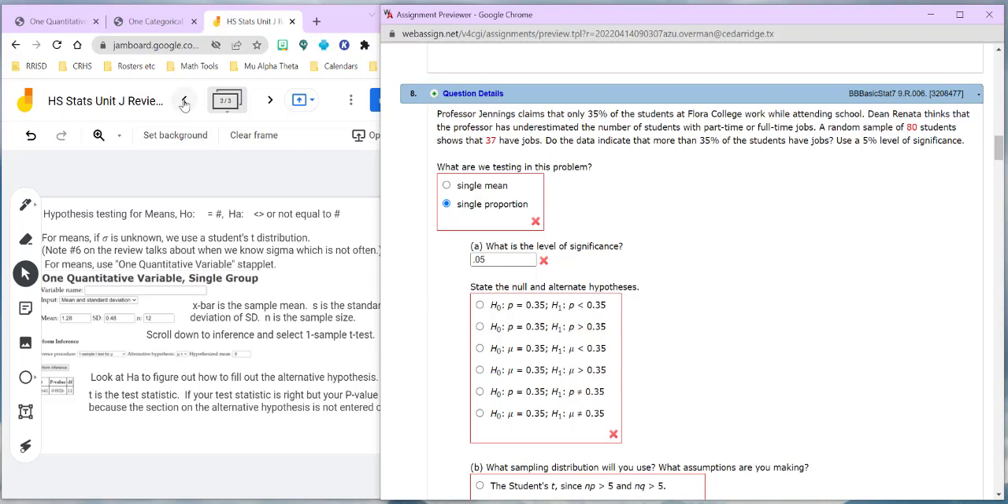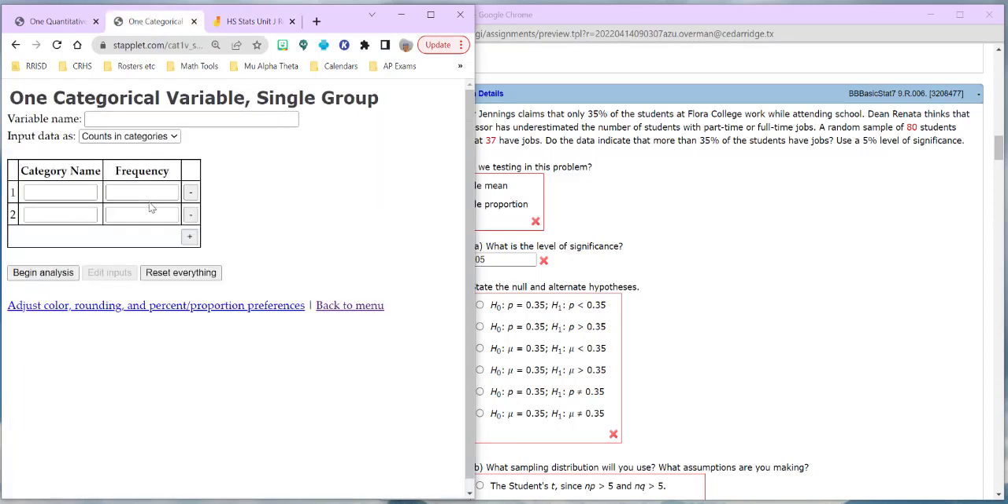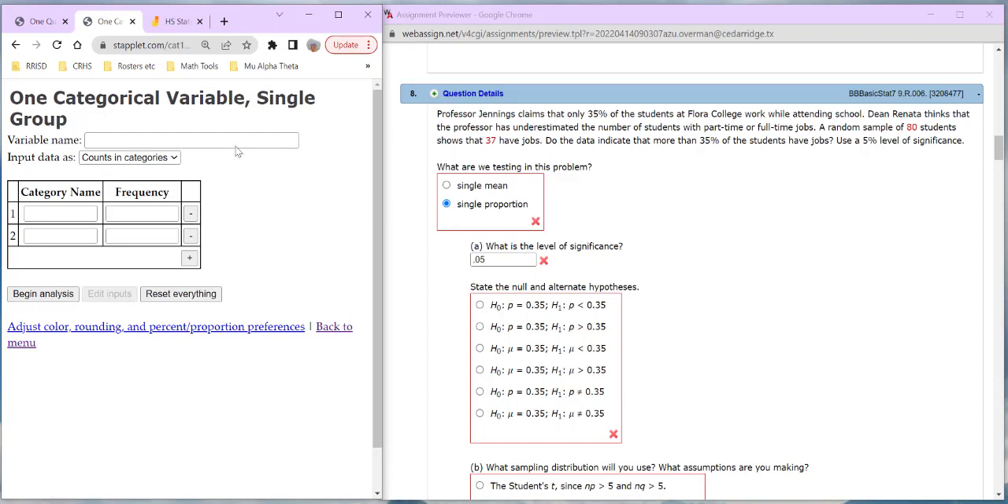What we're looking for on proportions is you have X successes and a sample size. And the way you can tell is we use the one categorical variable StatApplet. If I look over here, I have these frequencies, these counts I have to do. All right, let's go ahead and get that set up.